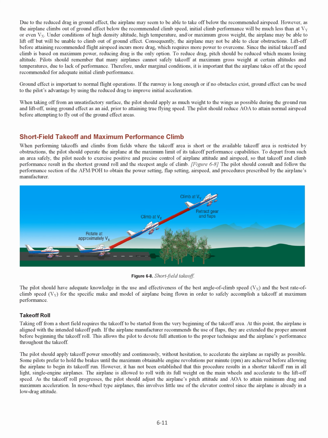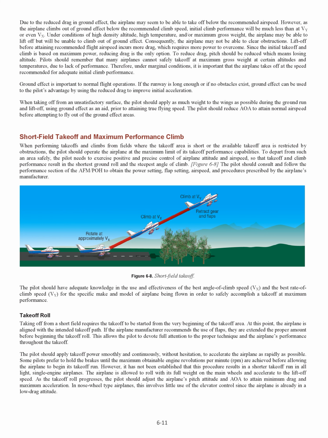Takeoff roll. Taking off from a short field requires the takeoff to be started from the very beginning of the takeoff area. At this point, the airplane is aligned with the intended takeoff path. If the airplane manufacturer recommends the use of flaps, they are extended the proper amount before beginning the takeoff roll. This allows the pilot to devote full attention to the proper technique and the airplane's performance throughout the takeoff.